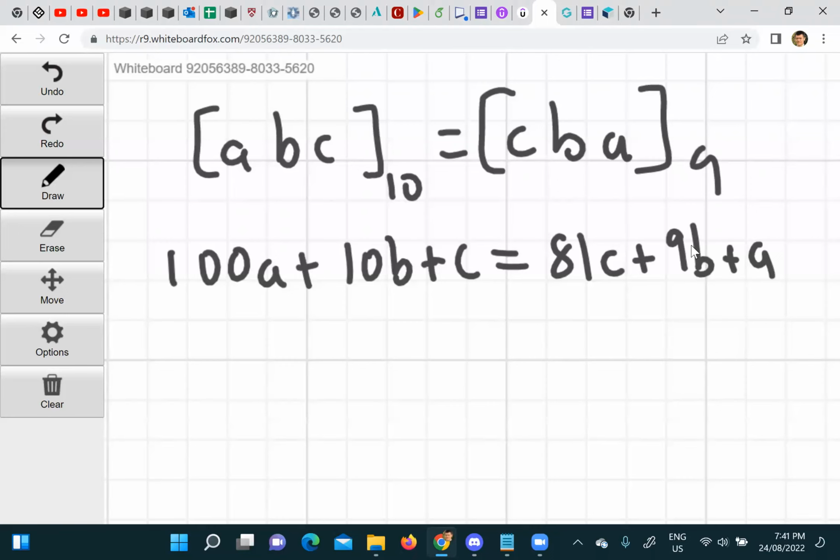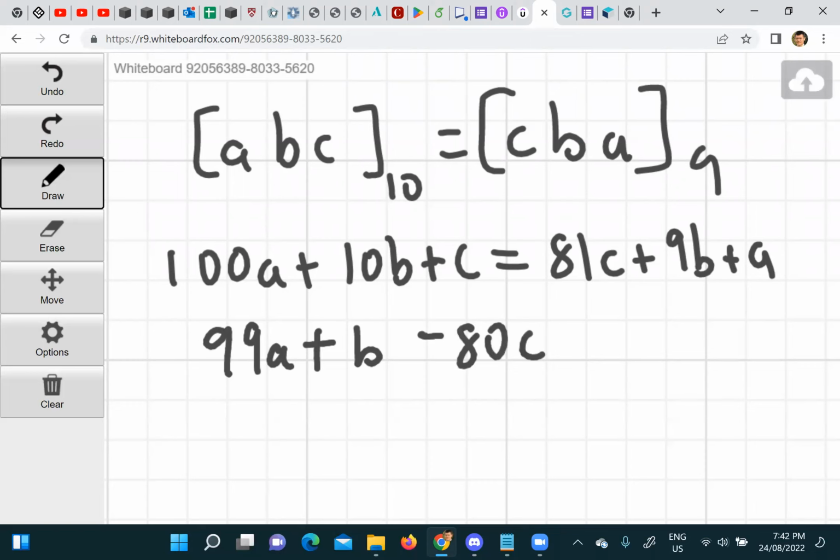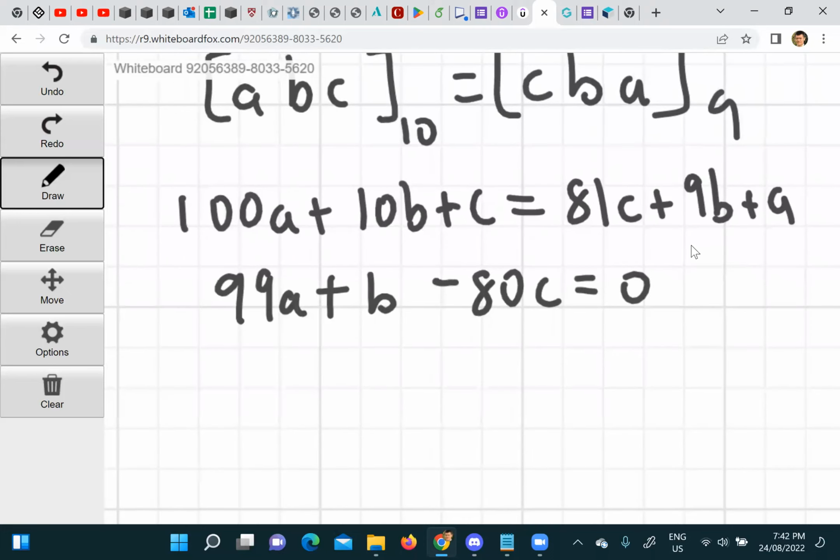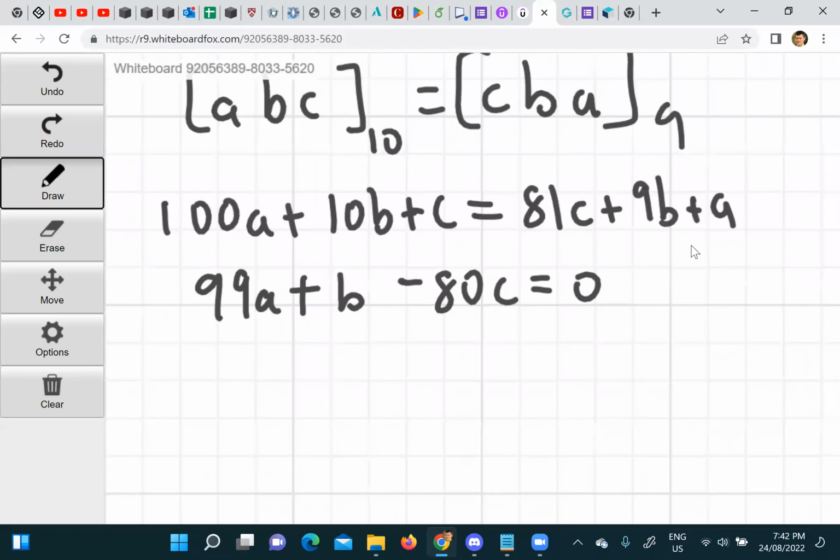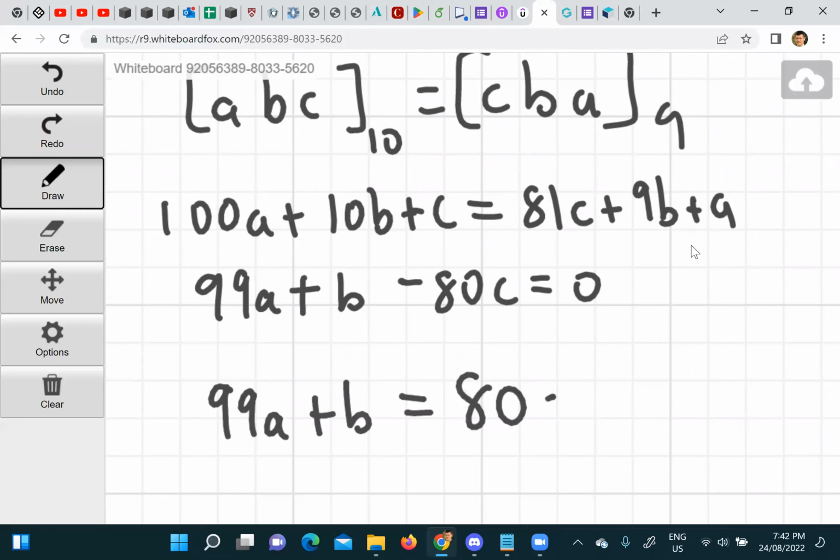Okay, so you bring them all to one side, yeah? So it is kind of natural simplification, yeah? So you get 99A plus B equals 80C, or minus 80C equals 0. Well, 99A plus B equals 80C.